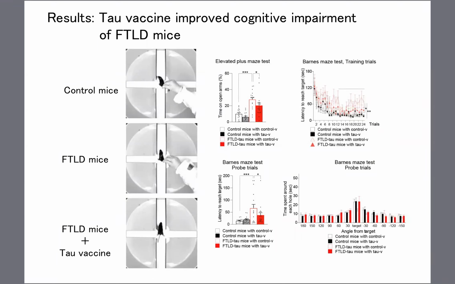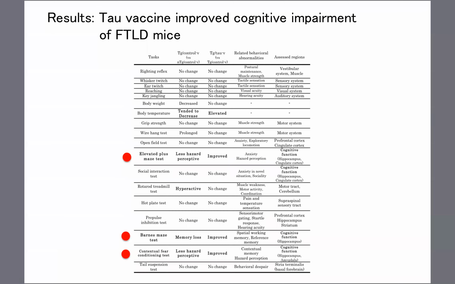Impairments of contextual memory and hazard perception, as monitored by fear conditioning tests, were also observed in control vaccine-treated FTLD mice, but again, that was ameliorated by the tau vaccination. These cognitive impairment phenotypes are known to be associated with the hippocampus and other limbic areas, reinforcing the notion that tau vaccine served to rescue hippocampal neurons from tau-triggered dysfunction. Other behavioral scores, such as performance in the open field, social interaction, treadmill, prepulse inhibition, and trial suspension tests, were not altered in FTLD mice relative to control mice, irrespective of treatment. Taken together, these findings provide evidence for the suppression of tau-induced cognitive deterioration in vaccinated FTLD mice.